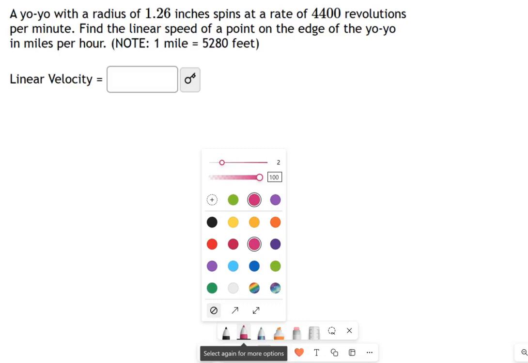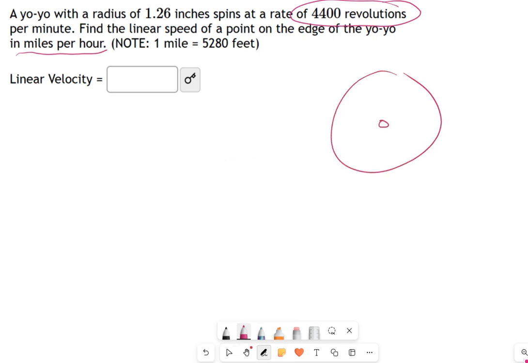So there's this yo-yo spinning, and it's going at 4,400 revolutions per minute, which means times around. And I want to know how fast is the edge of the yo-yo going in miles per hour. So here's the situation. You got your little yo-yo right here, and it's spinning around really fast. And I want to know this dot on the outside, how fast is that going?